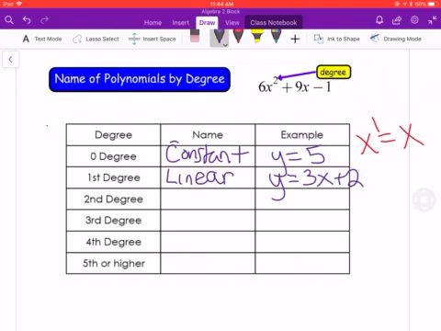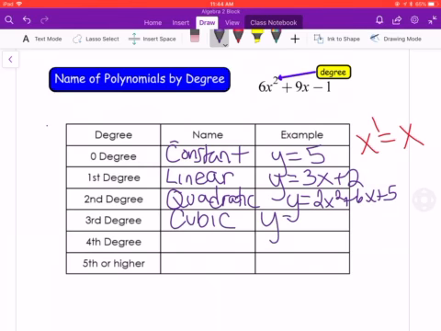Second degree, those are our quadratics. Those are our x squared, like y equals 2x squared plus 6x plus 5. And you can remember that if you have a quadratic equation that looks like this, you use the quadratic formula to solve it. So that's where the name quadratic formula comes from. Third degree is called cubic. That's when the highest degree is 3, so like x cubed. Fourth degree we call quartic.